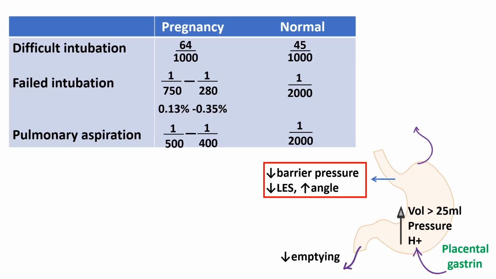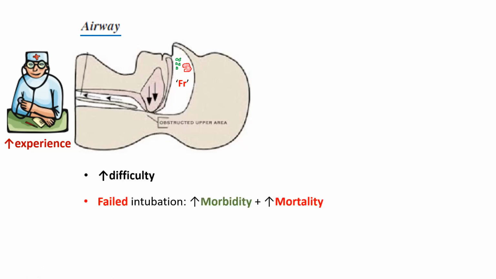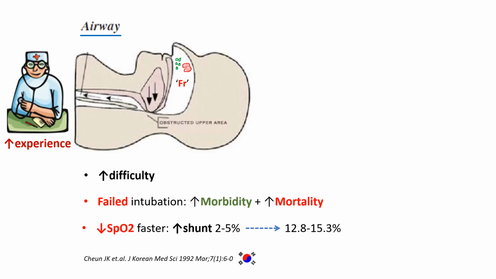And even your gastric emptying also is delayed. So these are some of the reasons why they are at a much higher risk of pulmonary aspiration. So during airway management, one needs to have increased experience, especially when you're dealing with the airway in pregnancy, because as I said, there'll be a lot of airway edema. There can be a lot of mucosal ulceration, and the mucosa is very friable, and there is increased difficulty. And any failed intubation situation has a direct bearing on increased morbidity and mortality.